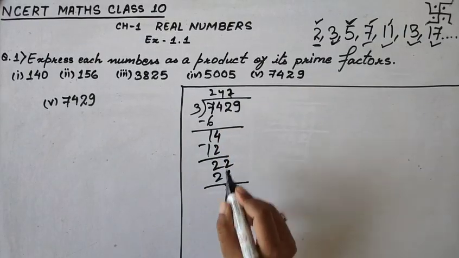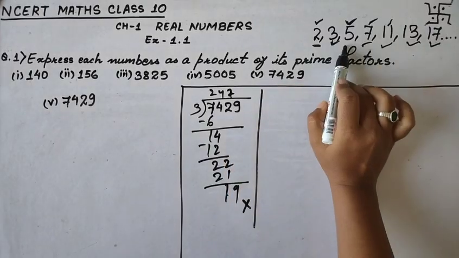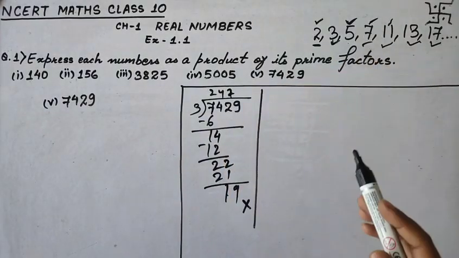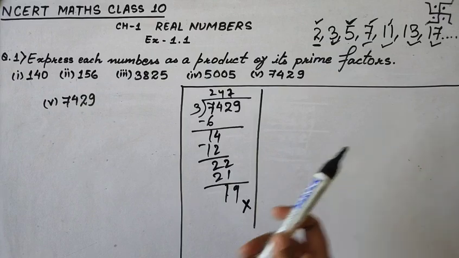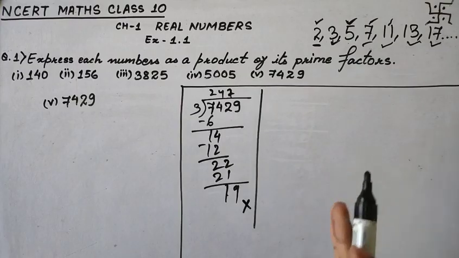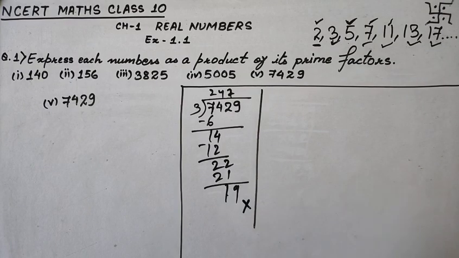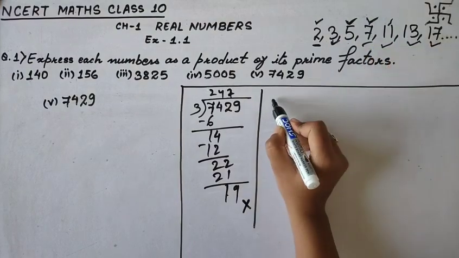Okay, so here it is not perfectly divisible by 3. Next, we will move on to 5. But for a number to be divisible by 5, the last digit has to be either 0 or 5, which I have already mentioned in my video, if you can go back and check. So the last digit is neither 0 nor 5. We can move to the next prime number, that is 7.